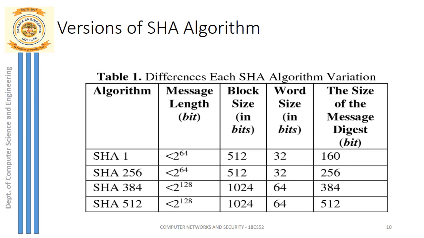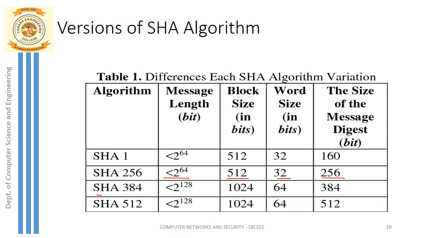We have different versions of the SHA algorithm. The first version is SHA-1, whatever we have discussed, where message length will be lesser than 2 to the power 64 and block size is 512 bit, whatever we have seen, and word size is 32 bit, and the size of the message digest or the hash value is 160 bit. With respect to SHA-256, the message length can be lesser than 2 to the power 64 bit and block size remains the same 512 and even word size remains the same, but it produces a 256 bit message digest.